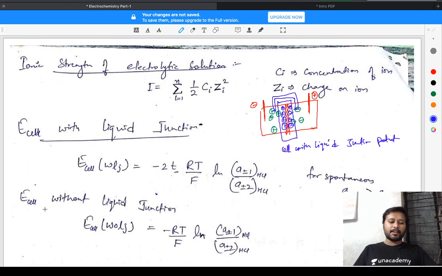The next thing is E without liquid junction potential. Over there this transport number will not be there. We'll just have minus RT upon F ln a1 by a2. So this is without liquid junction potential. So that's it. I think that's all for this session. I have taken all the important things from this topic and tried to give you a very short and precise definition and important formulas so that before going for the exam you can revise everything from here itself.